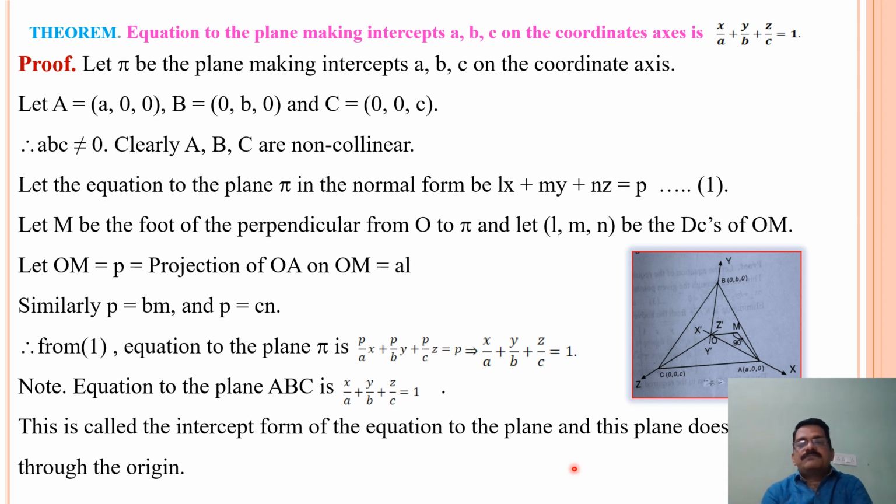Next, the equation to the plane making intercepts a, b, c on the coordinate axes is x by a plus y by b plus z by c is equal to 1.